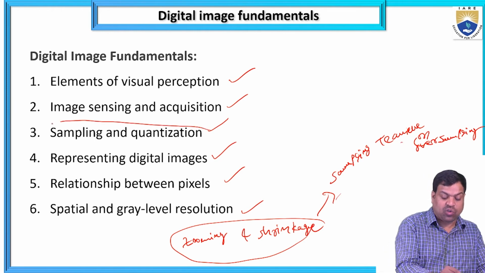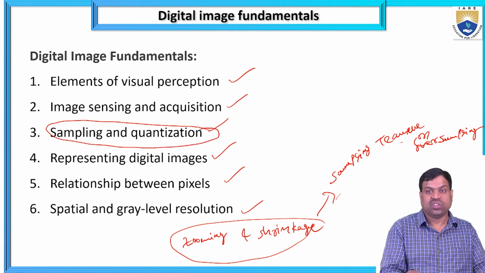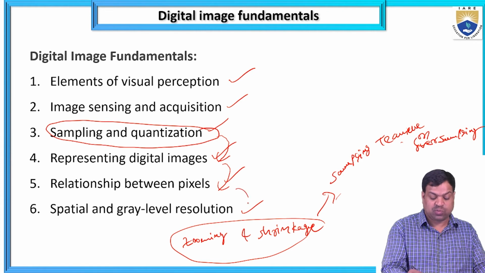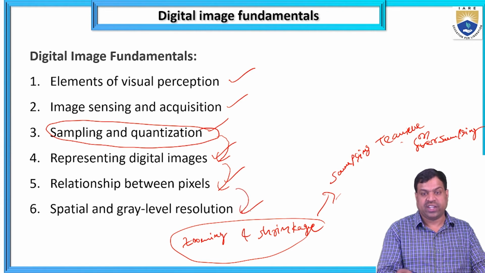So sampling and quantization play the major role for the zooming and shrinking, and for the spatial and gray level relationship between the pixels, and for representing digital images. So with the knowledge of sampling and quantization, we understand the representation of digital images, the relationship between the pixels, and the spatial and gray level resolutions easily.